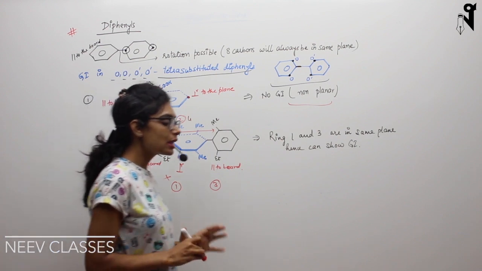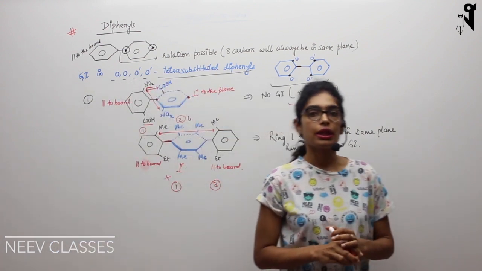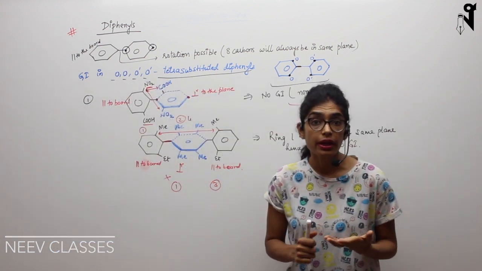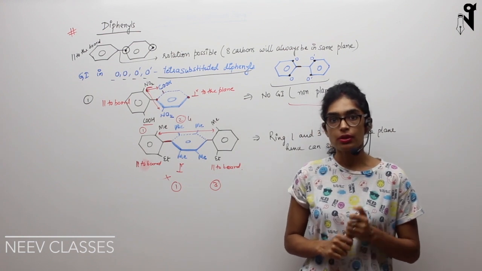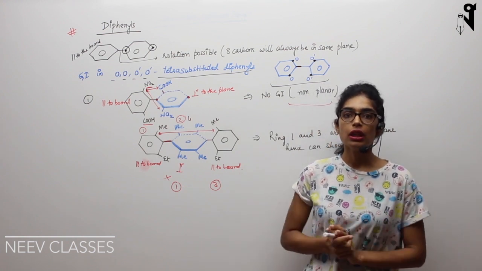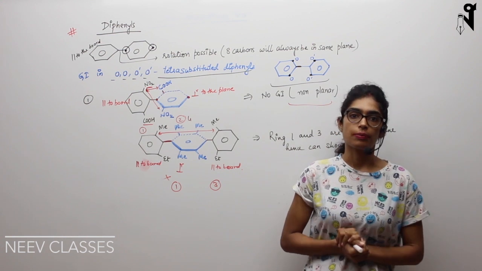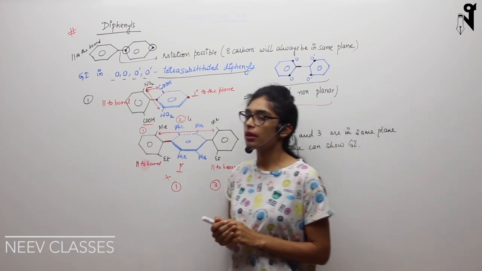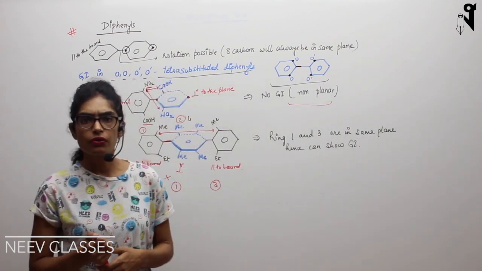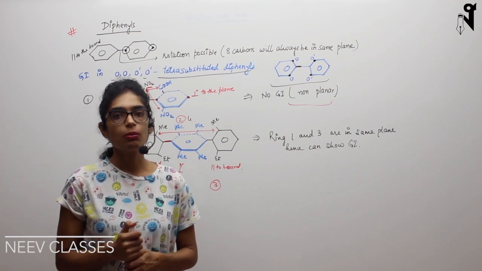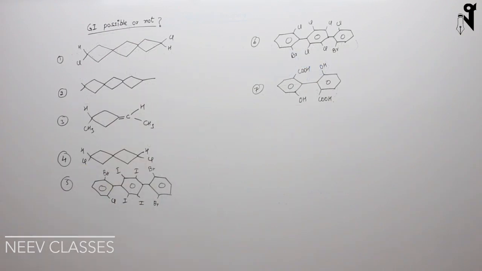So just understand this: if the groups are in the same plane, they can show GI. If the groups are in different planes, they cannot show GI. This is the main key of these kinds of structures. Okay, so this is about diphenyls. Now we'll see a few questions very quickly, and then we'll move to carbon double bond nitrogen cases. Now try out these questions, whether GI is possible or not, and then we will discuss the answers quickly.